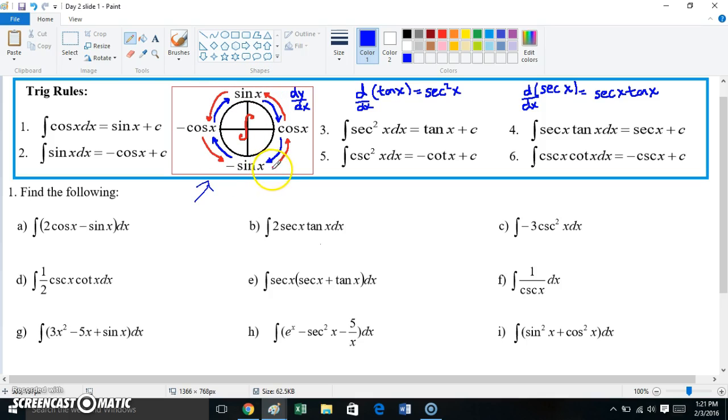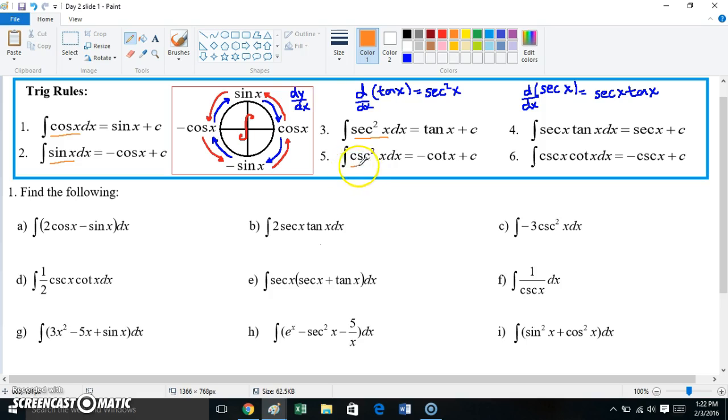If we go the opposite direction, counterclockwise, we're looking at the integral of each of those trig functions. I also have listed over here the derivative of tangent is secant squared, and the derivative of secant is secant tangent. You might think about the integrals in little chunks or little families. So the integral of cosine is sine of x. The integral of sine of x is negative cosine of x. In the next two, the integral of secant squared of x is tangent x.